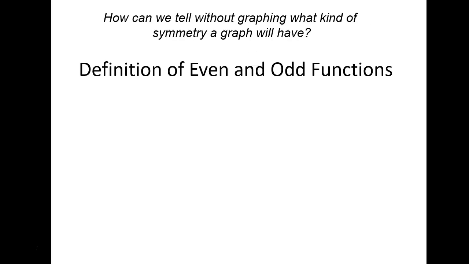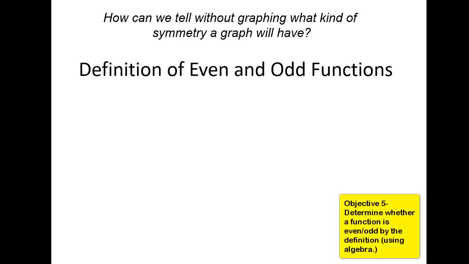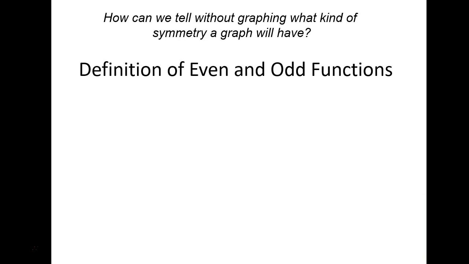How can we tell what kind of symmetry a graph will have without actually looking at the graph? So if we're just given the function in equation format, how could we tell what kind of symmetry? That goes back to determining whether the function is even or odd. And so this is an important definition. We're going to use a three-step process to evaluate these, so take good notes on this.